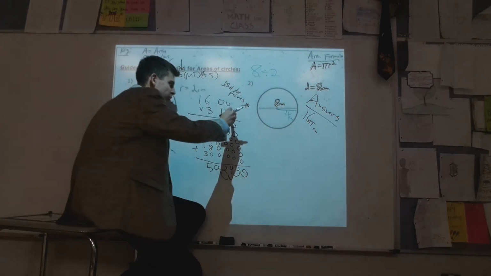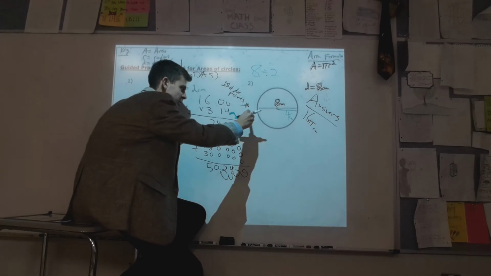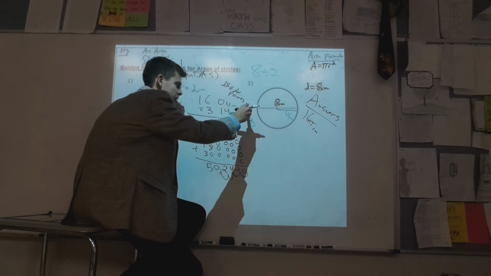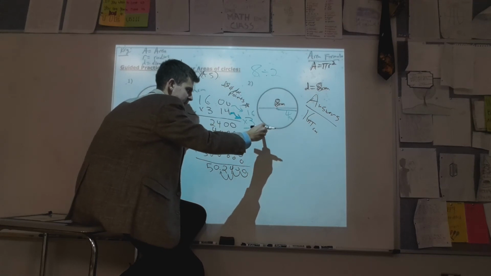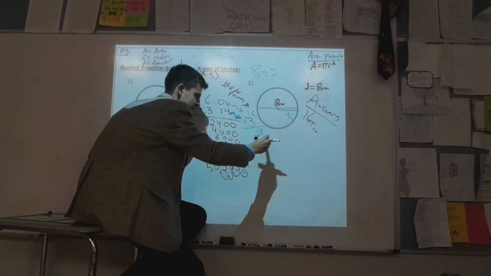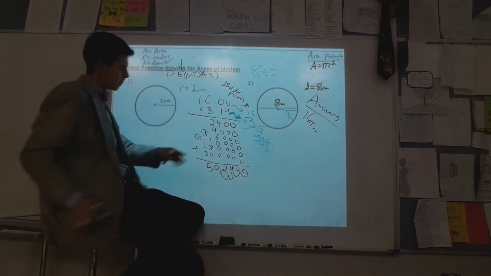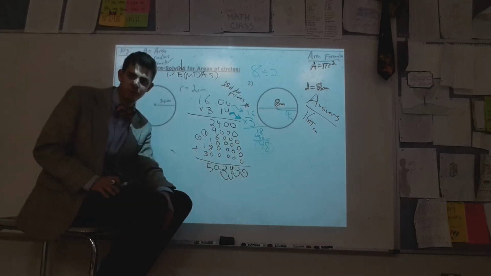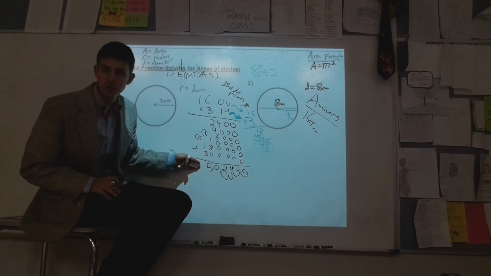Let's round 3.14 to 3, and let's just multiply by the 16. 3 times 6 is 18. 3 times 10 is 30. Add these together, and we have 48. That's what 16 times 3 is. And 48 is very close to 50.24. So I know that my answer has got to be reasonable.